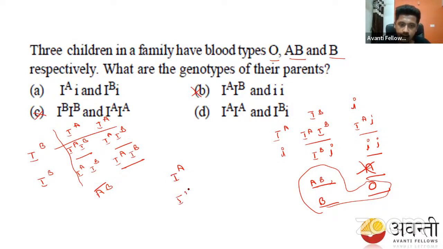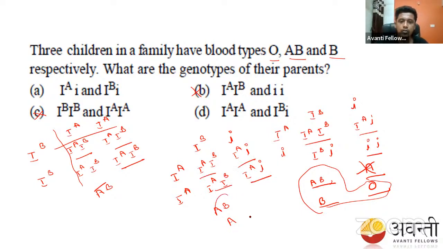IA, IA, and then we have IB and small i. So what are the possibilities? IA, IB, IA, small i, and then we have IA, IB, and then we have IA and small i, isn't it? So we have AB blood group and we have A blood group. See, AB, AB, and we have A and A. So our right option is option A, isn't it, people?